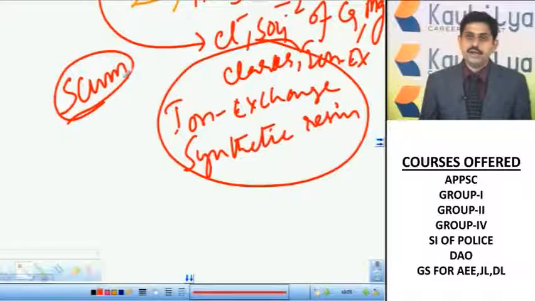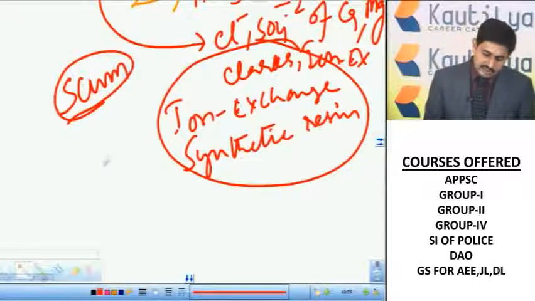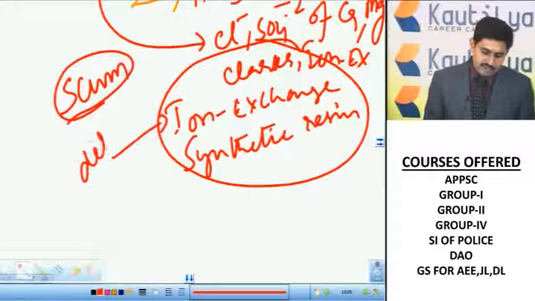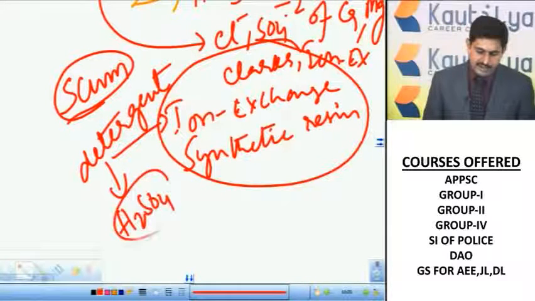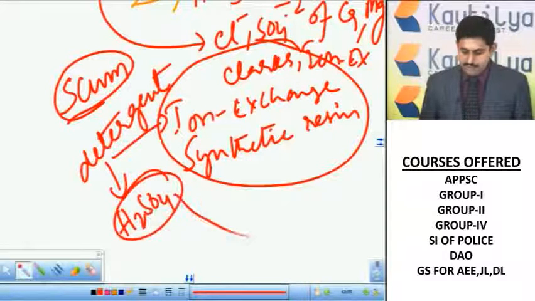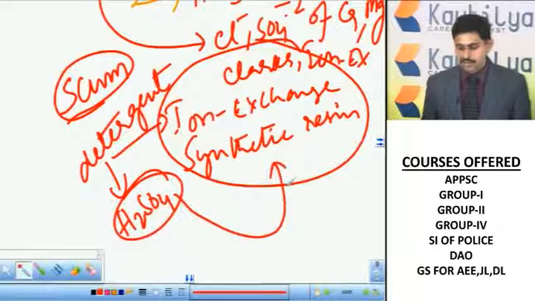However, nowadays we have different types of detergents, very strong detergents. These detergents are made from fatty acid with sulfuric acid. They may be used for cleaning clothes even in hard water.